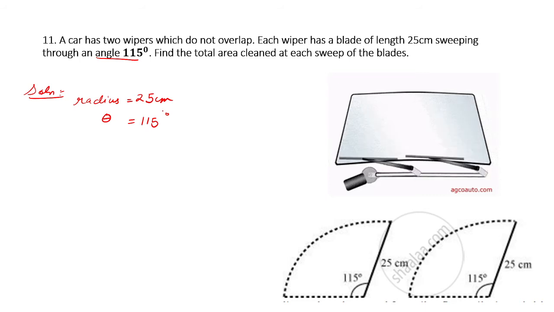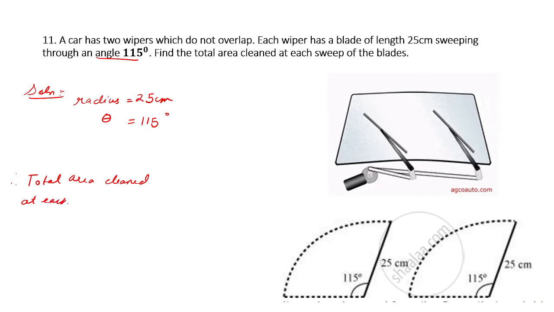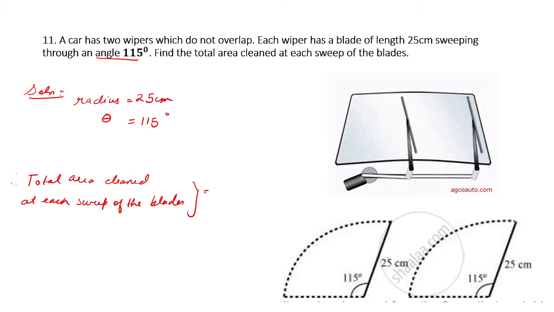Now, since we're asked to find the total area cleansed at each sweep of the blades, look at this total area. They have the same measurements, and they're also covering the same area, right? Let's see. I'll just draw a line here. Look at this given line. This wiper is covering this half of it, and this wiper is covering the remaining half.